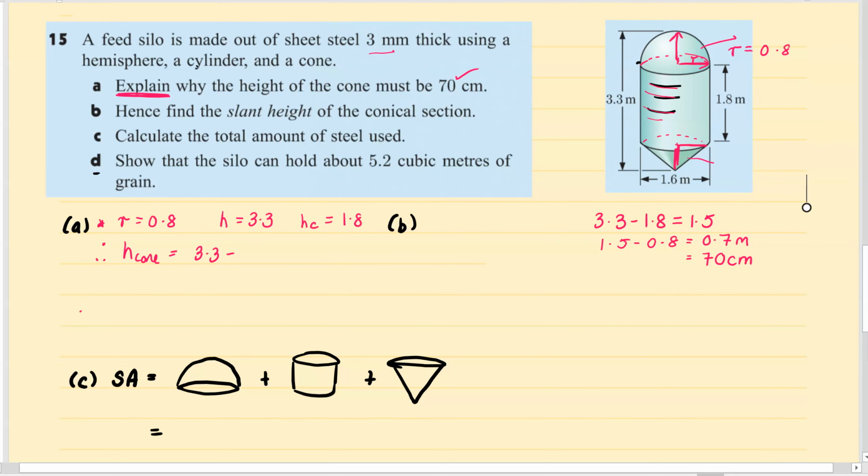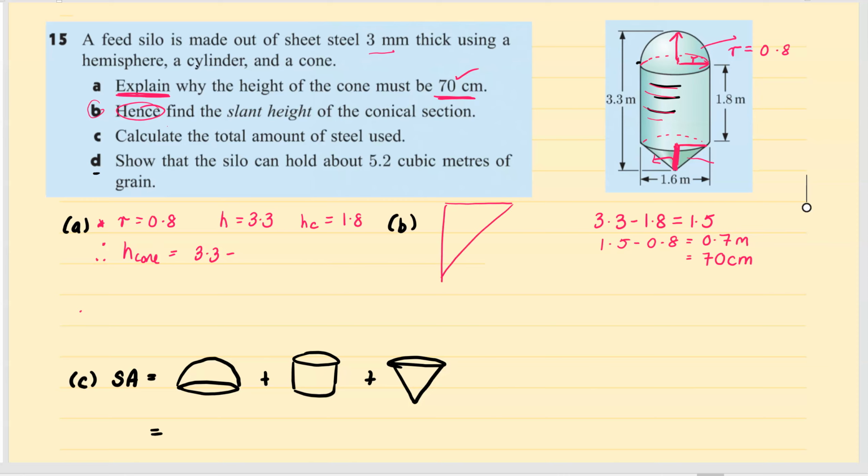All right, the next one. Hence, find the slant height of the conical section. Now let's say that you didn't actually work out this. You couldn't figure out why it was. It doesn't mean the whole question is gone. It means you can use this to still do part B. So we know that this height here, or they've told us that this height here, that one is the 0.7.